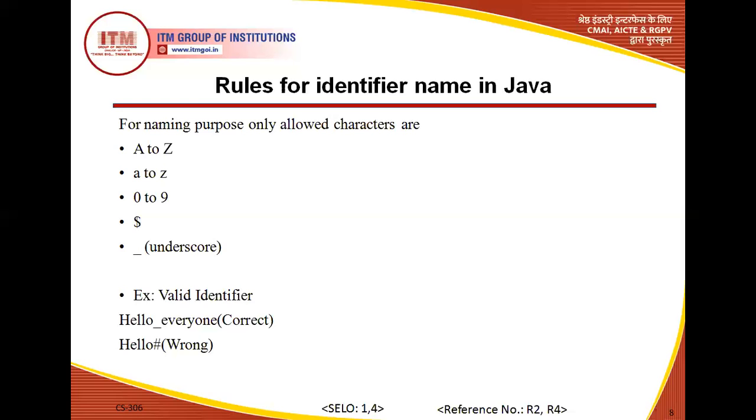So let's take a small example here. Hello_everyone. Is it valid? Yes, because it starts with capital H, there is an underscore, which is allowed, and the rest are characters. So that is definitely a correct identifier. Now Hello#everyone: yes, it starts with a character, but this hash is creating the problem. That's why it's not correct.